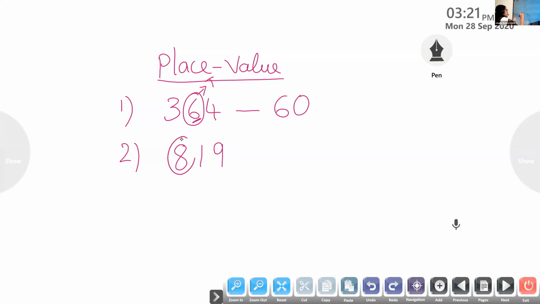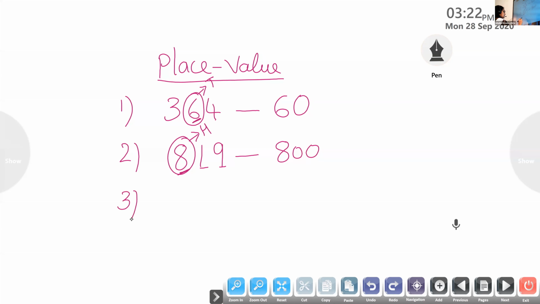Next one, 819. I'm circling 8. That means you have to find out the place value of 8. The first thing you have to do is write that 8 here. Then check in which place this 8 lies. Ones, tens, hundreds. 8 is in hundreds place. And 100 has two 0s. So put two 0s with 8.